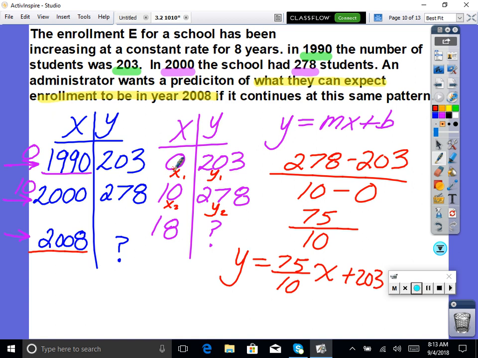It's an x value. So somebody grab your calculator. This is how you should use it with your calculator, because you don't have math enter, and you have to type it in carefully. So what you would type in is 75 times 18. Hit enter. Then divide it by 10. Then add 203. So 338 students if it continues at this same rate of change. 338 would be our answer.